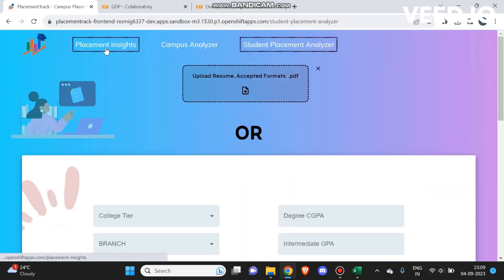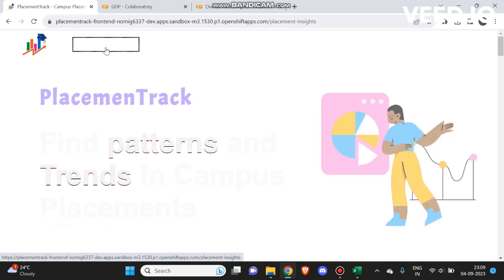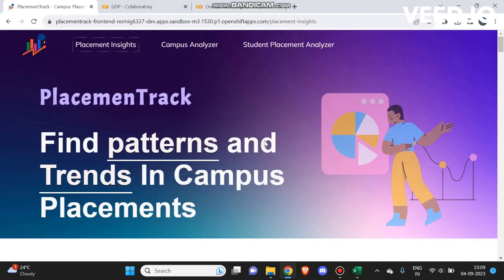And this is completely about our project with two wonderful screens, that is campus placement analyzer and student placement analyzer. And this really helped the students and even the college management to take the right decisions.